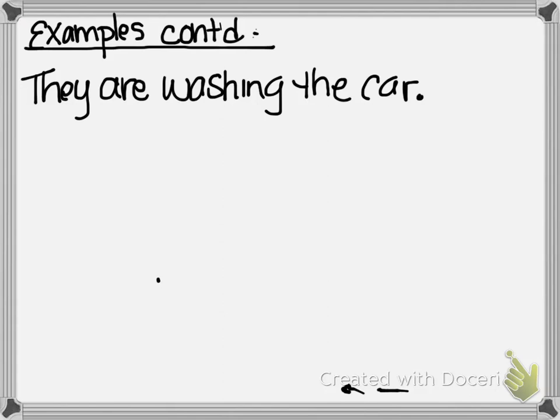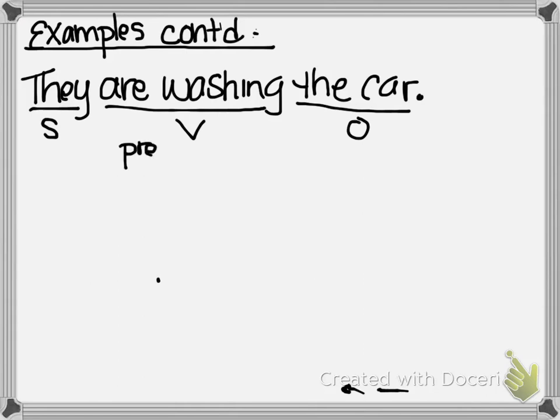Okay, let's look at another example. So this one, they are washing the car. So here's our active sentence, and step 1 is to identify the pieces of the sentence. So we have they is our subject, are washing is our verb, the car is our object. In are washing, we have a be verb and we have a present participle, so this is present progressive verb tense.